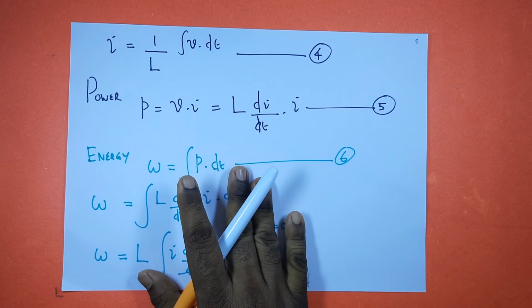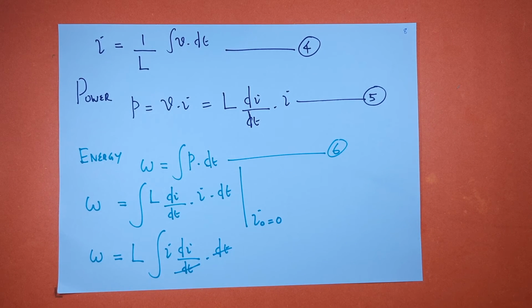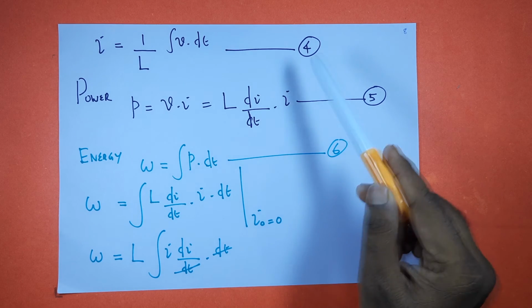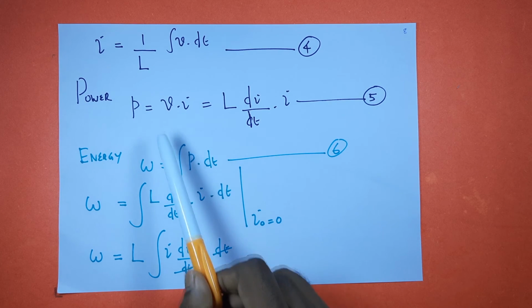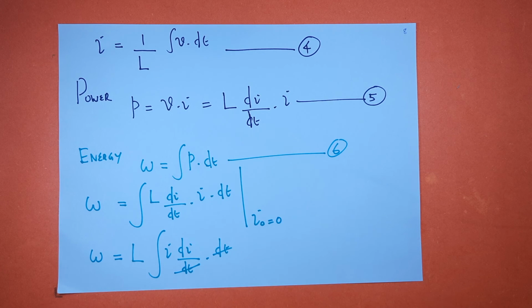So next step, i is integral di by dt, which is nothing but the current, equal to 1 by L integral v dt. This you can call equation number 4. And power in the case of an inductor, p equal to v into i. Just substitute the value we got for v. So you get L into di by dt into i. This you can call equation number 5.